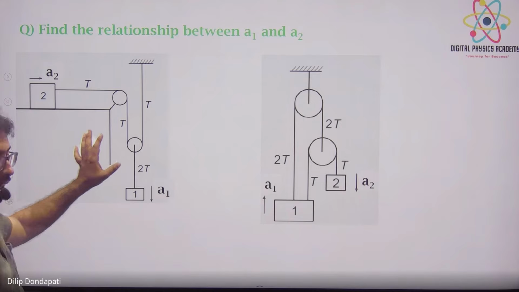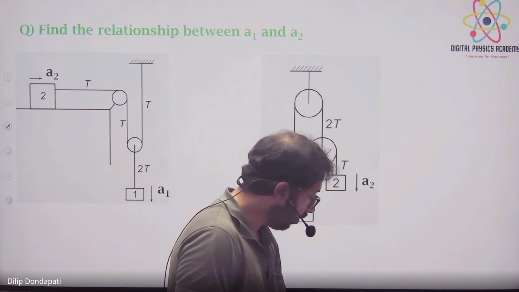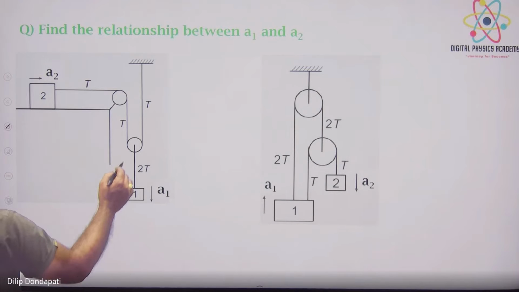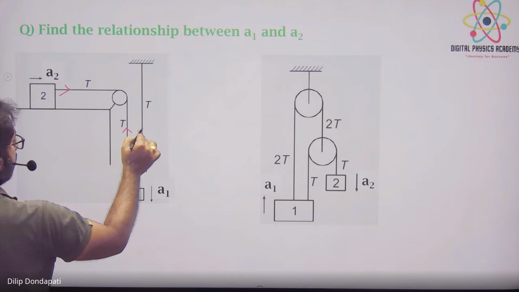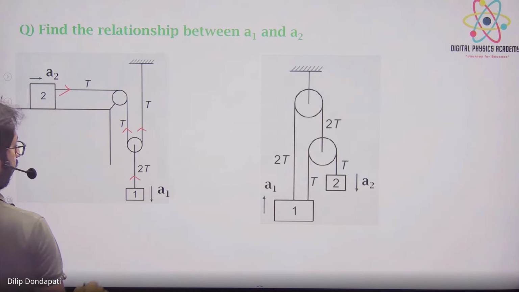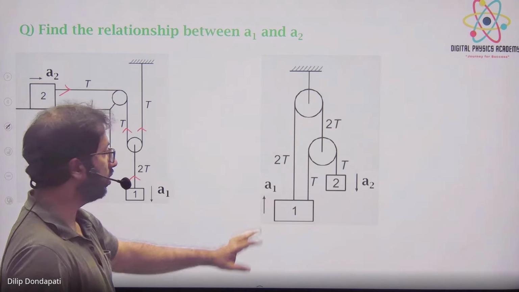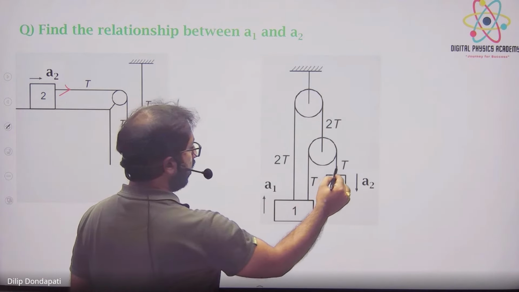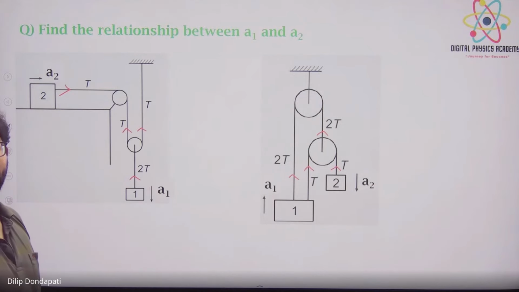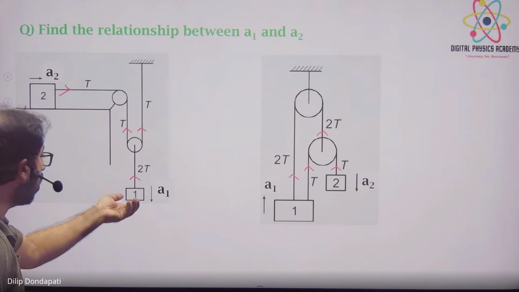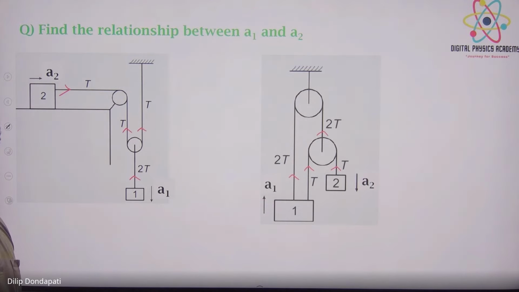Bring the relationship between A1 and A2 in this one. I have given the tensions also for you. Look, here T, this will be 2T. I want just the relationship between A1 and A2 in this also. T, 2T, 2T. Use the constant relation between the block and the string. Apply the constant relationship for the block and string.